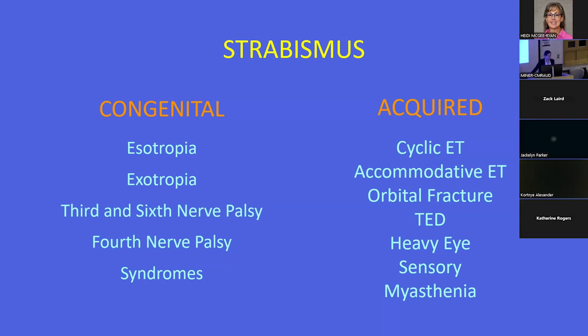If you have a bad head trauma, if you have a stroke, for example, right? And then you have other types of strabismus, which are acquired, which could be due to a high refractive error, due to an orbital fracture, due to muscle conditions like myasthenia gravis, or thyroid conditions can also affect your muscles.